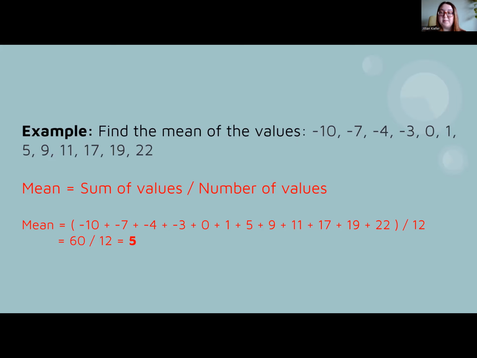And between the values that we see at the ends, -10 and 22, 5 is definitely a lot closer to 0, and that's because we went from negatives to positives, so our average was probably going to be closer to 0. So, all right.